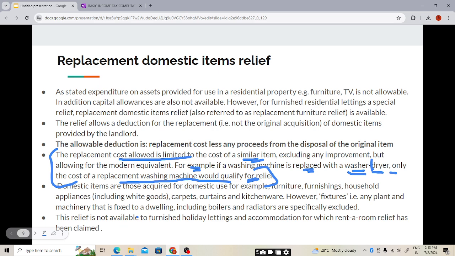Example, a washing machine plus dryer I purchased for 10,000. The dryer cost is 2,000. What is the amount that is available for replacement relief?